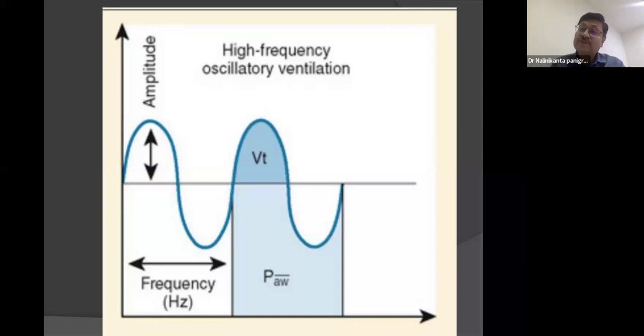And some ventilators go up to 20 frequency, 20 multiplied by 60, which is a rate of 1200. For very small babies, 500 grams, 600 grams, sometimes we use a higher frequency, 15, and for bigger babies a lower frequency. Sometimes we have to increase it to 18 and 20. Few ventilator machines have that facility. So that's the way the frequency works.